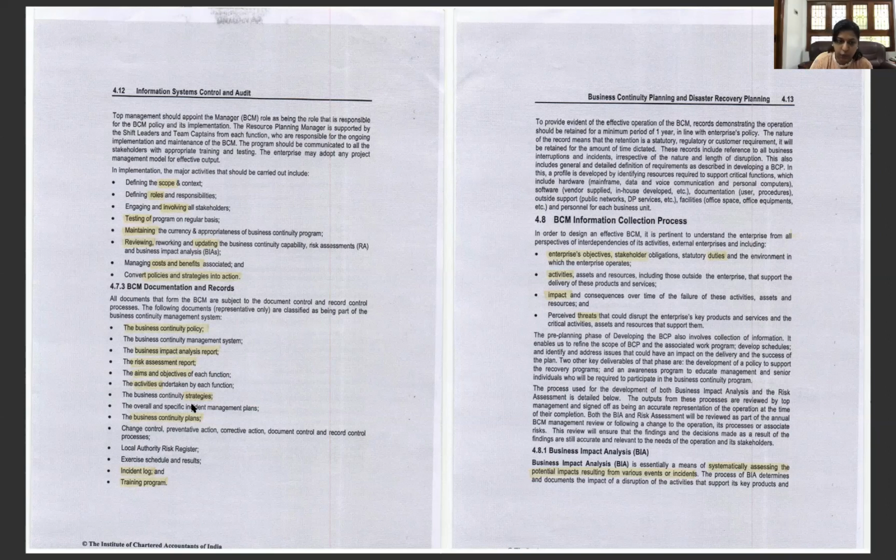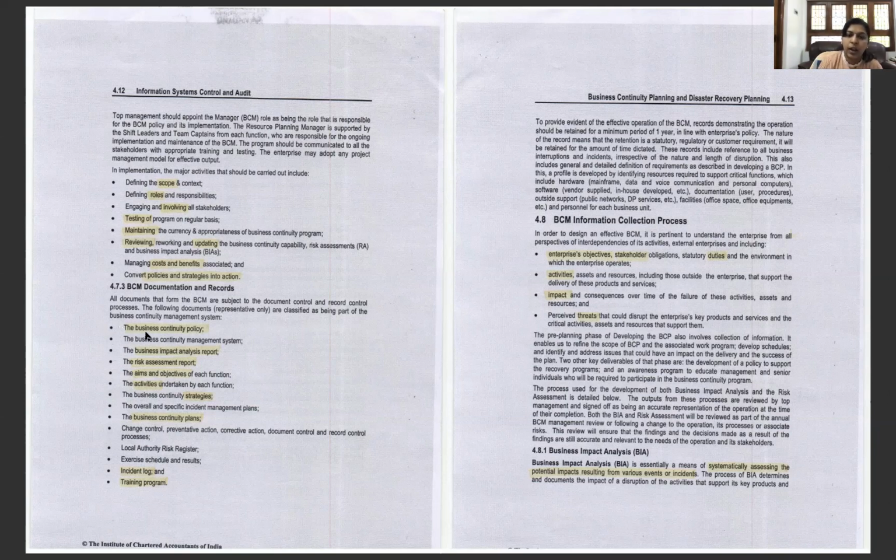Let us go through whatever is easy for us. Risk Assessment Report, Business Impact Analysis Report, Business Continuity Policy. Actually, the Risk Assessment Report comes first. Then aims and objectives of each function. So next we are coming to the function level: aims and objectives of each function, activities undertaken by each function. Then we have the business continuity policy, the business continuity plan, the incident log, and then the training program. So we have a list of things. Let us keep in mind which is easy for each one of us.